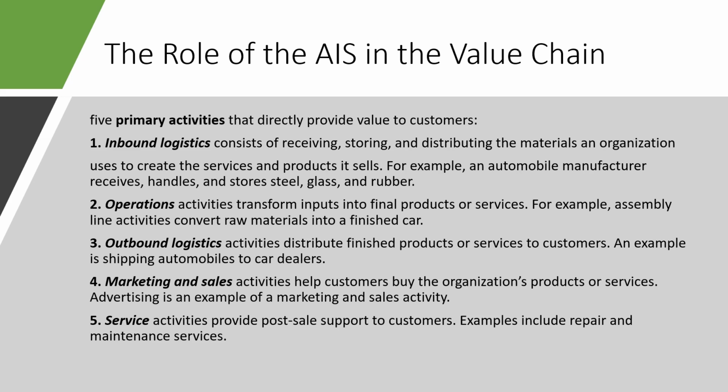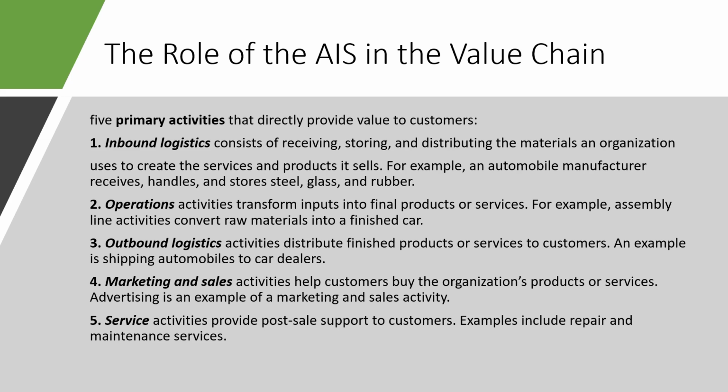For example, an automobile manufacturer which receives, handles, and stores steel, glass, and rubber. And then we have the operations, which transform inputs into final products or services. For example, assembly line activities which convert raw materials into a finished car. And then we have the outbound logistics, activities that distribute finished products or services to customers. An example is shipping automobiles to car dealers.